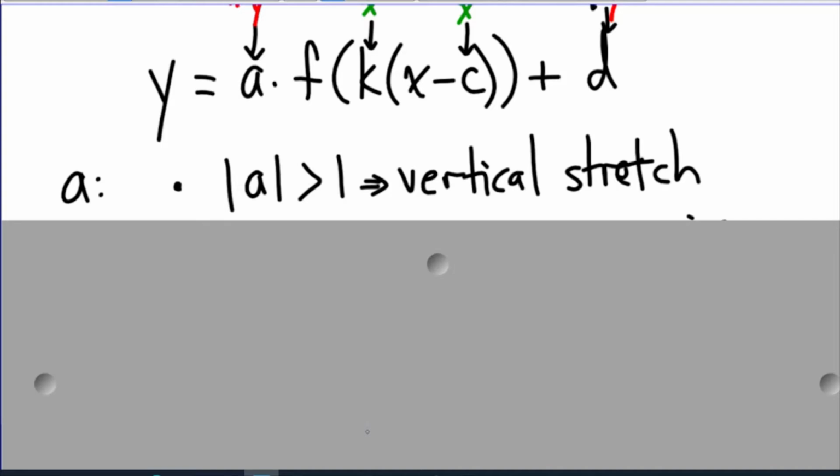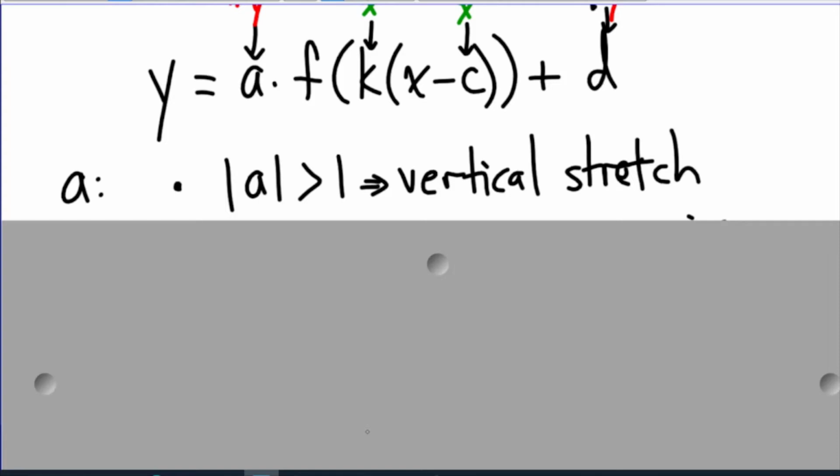I've written down here that if the absolute value of a is greater than 1, you have what is called a vertical stretch. So what does that mean? Well, the reason we're using the absolute value here is because a can do three things. It can stretch vertically, it can compress vertically, and it can also flip upside down. The flipping upside down can also be done with a stretch or a compression. So we have to take a look at a's value strictly as if it was a positive value first, and then talk about how the negative can also flip it upside down.